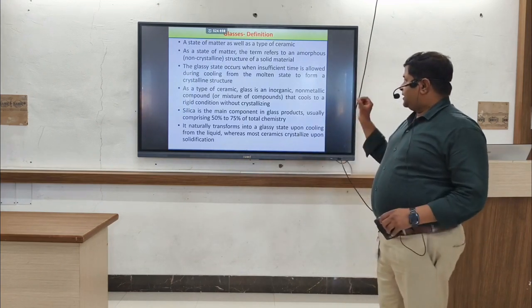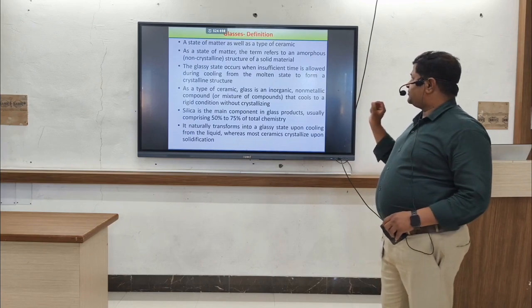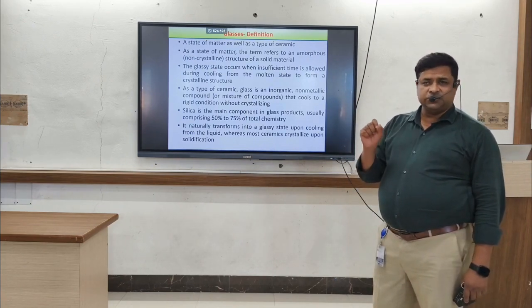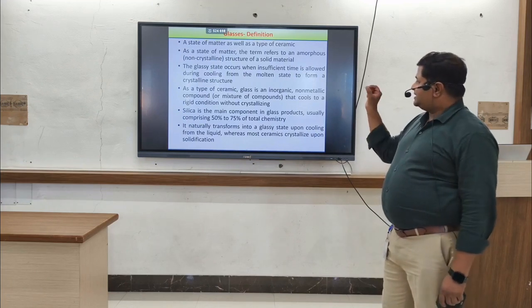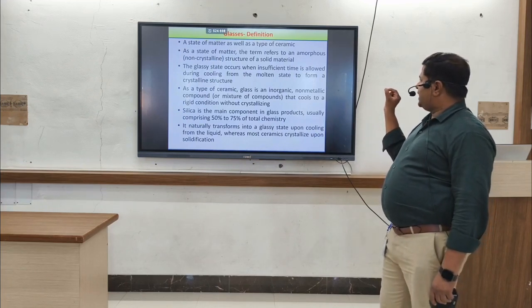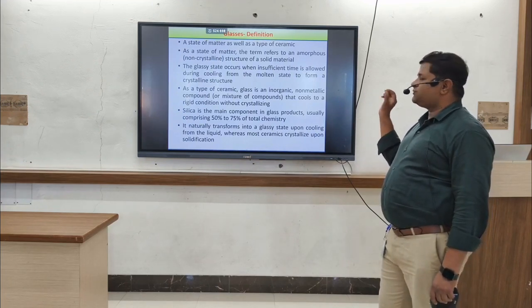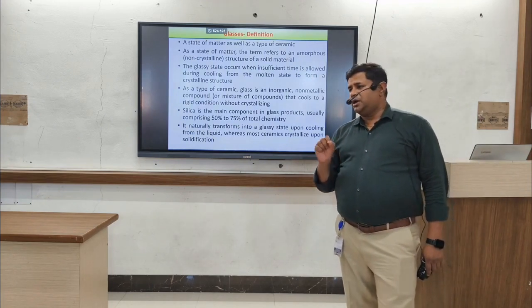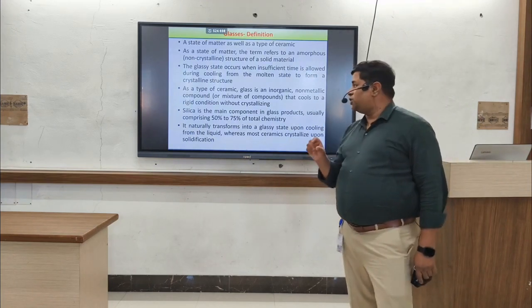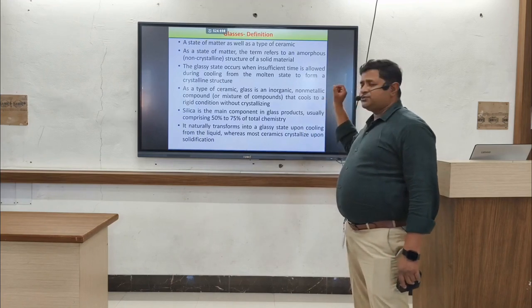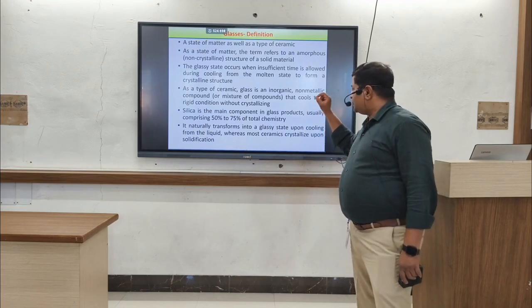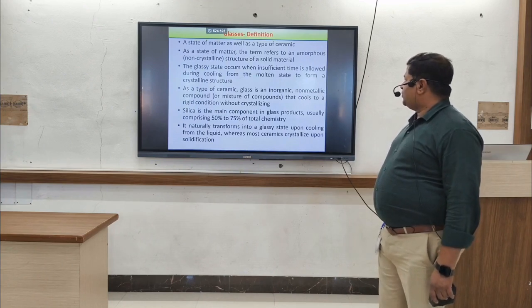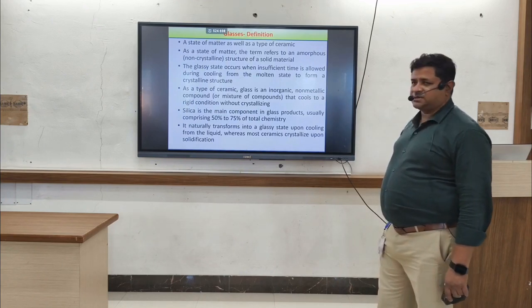Okay. A state of matter as well as a type of ceramics. Glass is a kind of state of matter and it is also a kind of ceramic. As a state of matter, the term refers to an amorphous, non-crystalline structure of solid material. Glass is a non-crystalline or amorphous solid material. And the glassy state occurs when insufficient time is allowed during cooling from the molten state to form a crystalline structure.